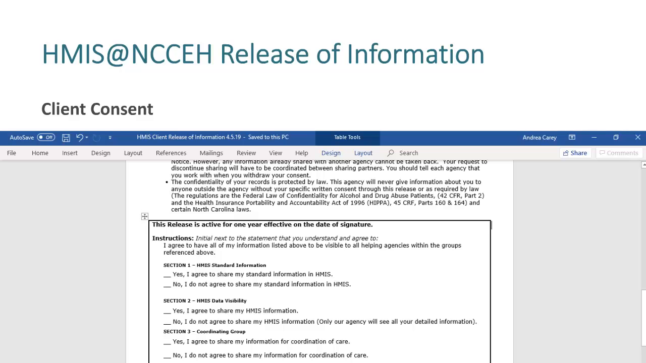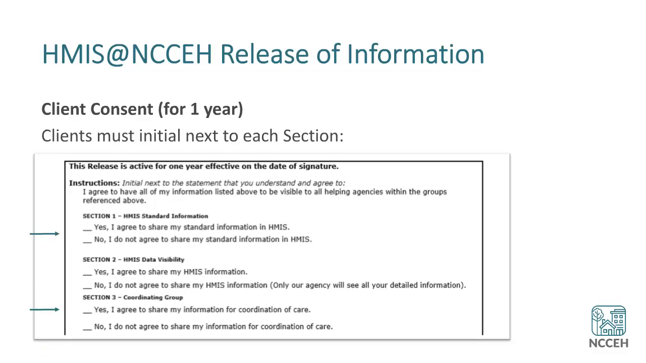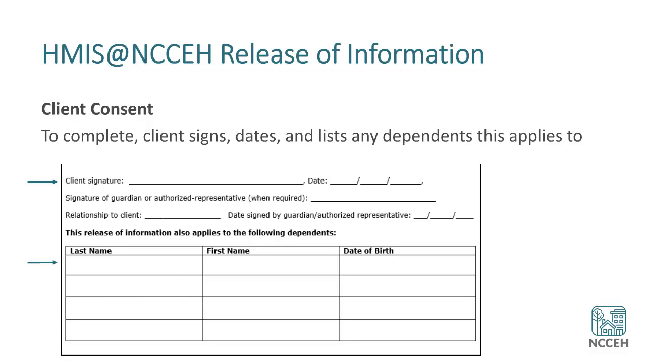Client consent. Client consent for 1 year. Clients must initial next to each section, either yes or no for consent. To complete the release of information, the client or authorized representative must sign and date the document, as well as list any dependents that this release applies to. Most commonly, this will be children under 18.